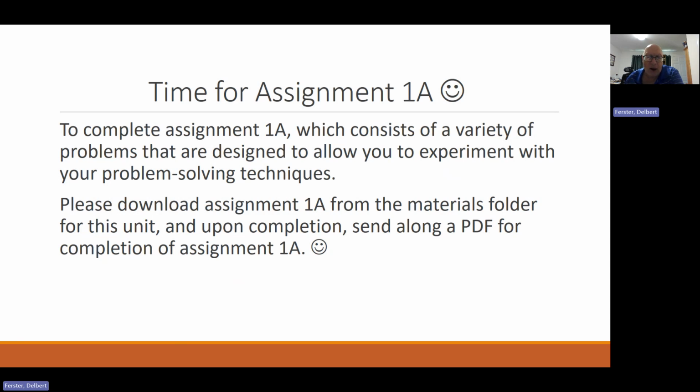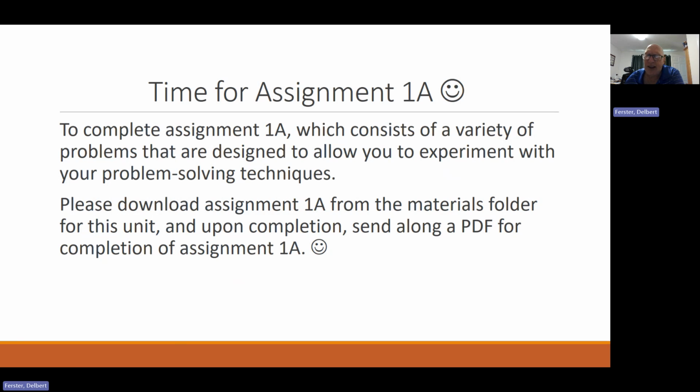All right, so I want you to go into the Moodle unit, pull down assignment 1A. I think it's about 8 or 10 problems, maybe fewer than that, and go ahead and solve them and then send me solutions by PDF. And that'll be your first assignment from Unit 1.